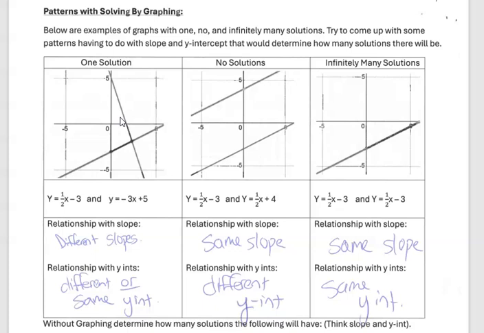So that brought us to the y-intercept. You can see with infinitely many solutions, the y-intercept has to be the same. For no solutions, it's different y-intercepts. They can't be the same because they're going to be parallel, not on top of one another.